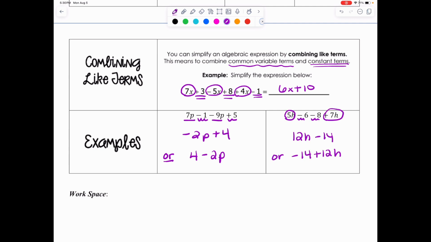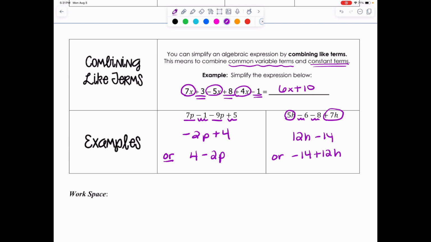All right, now that you had a time to check and try yourself, here's what you should have had. So just to show you it doesn't matter what you use to code, this time I'd use the circles and the squiggle underlines. 5h and 7h should have combined to make 12h. Negative 6 and negative 8 should have combined to make negative 14. Or again, you could write it reverse, negative 14 plus 12h.